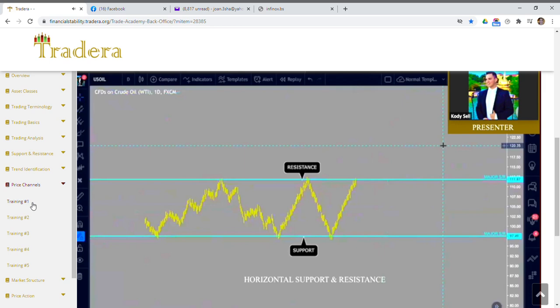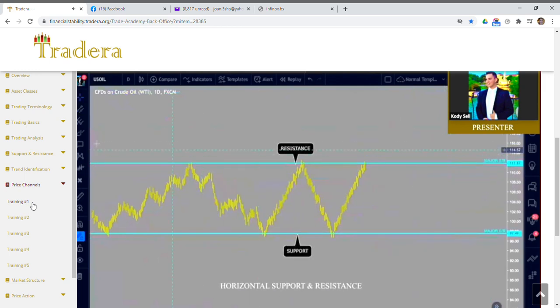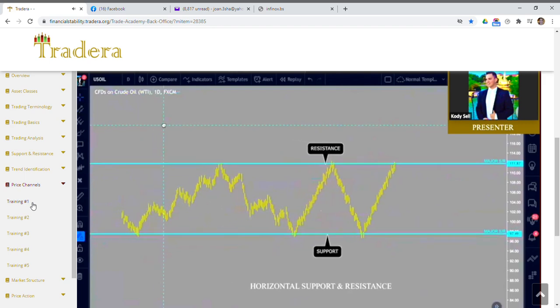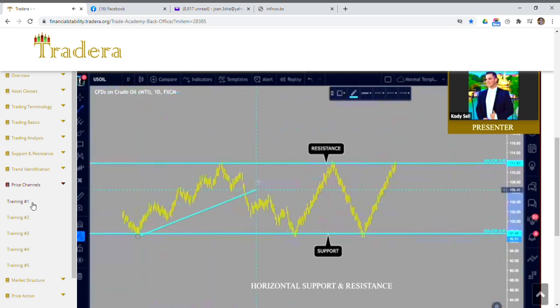So back to this example right here, we talk about the key concept, which is that price moves between support and resistance, horizontal support and resistance in the financial markets. Now, something really important to build on this. Not only does price always move between horizontal support and resistance levels, as price is moving between those levels, price moves in a specific trend in between.